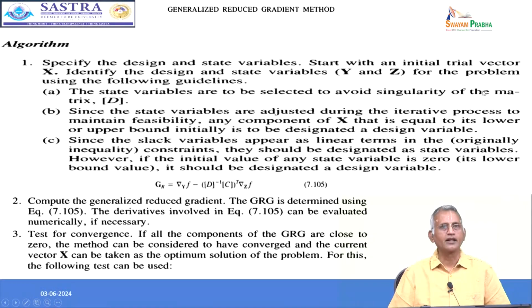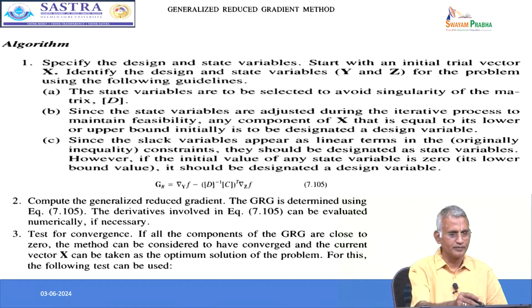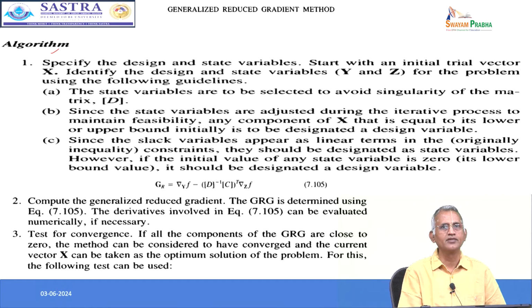Okay, now let us go to discuss the generalized reduced gradient method. Now we have the algorithm. Specify the design and state variables: start with the initial trial vector x, and identify the design and state variables y and z for the problem using the following guidelines.